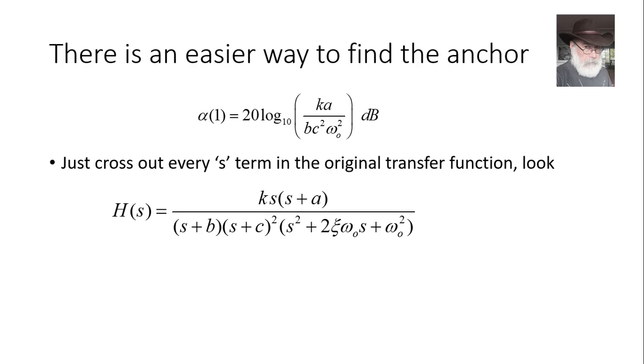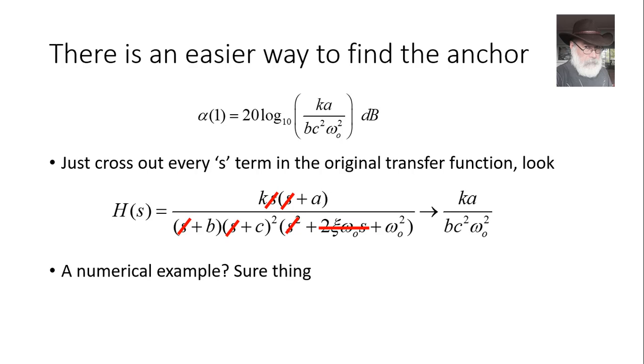If you just take the original transfer function and you cross out any term that has an s in it, like so, what is left is exactly the constant that you need to take 20 times the logarithm of to have the value of the transfer function at 1 radian per second, to find your anchor. Easier, huh? Easier.